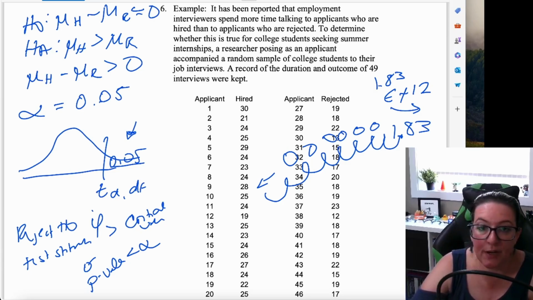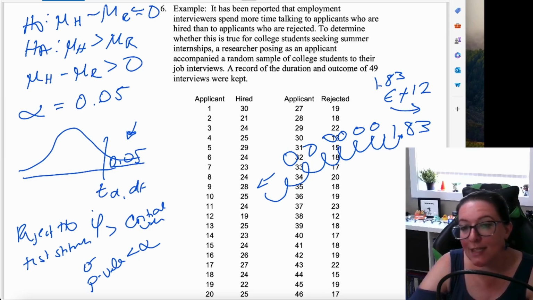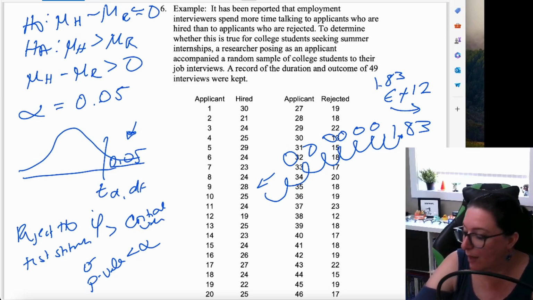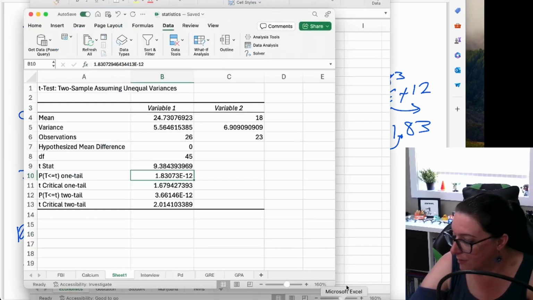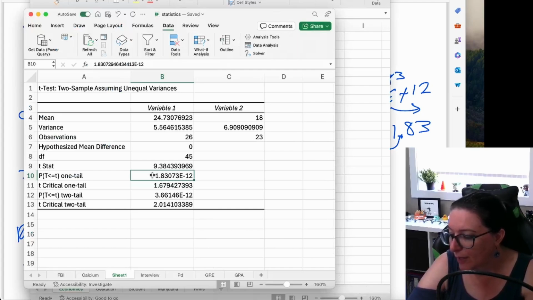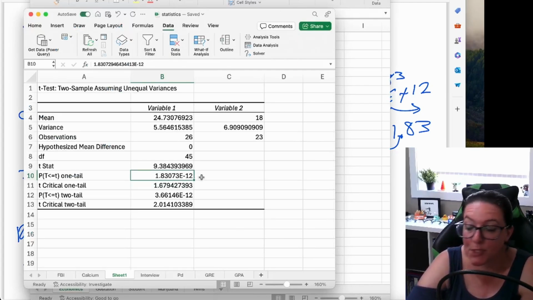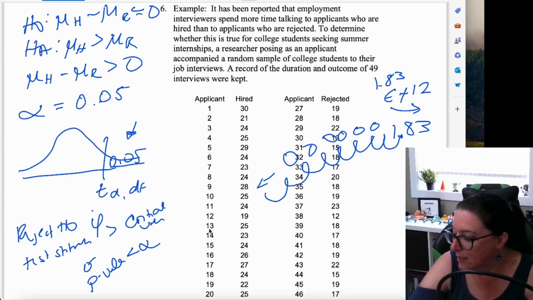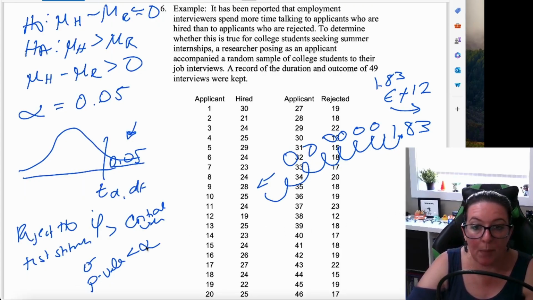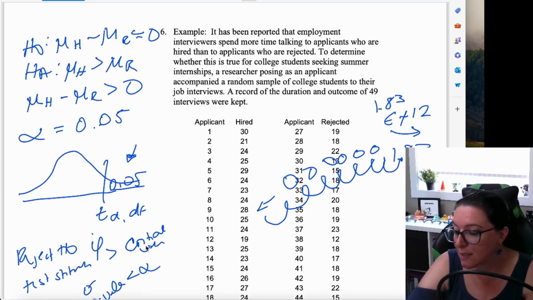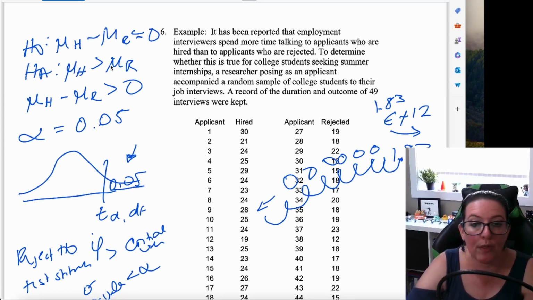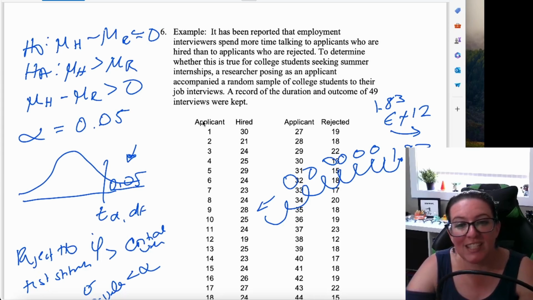So when we look at engineering notation, you're looking at p-value versus alpha. If you have e to the negative anything, that means your p-value is super tiny. All right, go back. So our p-value, 1.83 e to the negative 12, super tiny. Our p-value is less than alpha, and we reject the null hypothesis if the p-value is less than alpha. So we reject the null, and the average time of the interviews for those who are hired is more than those for the time who are rejected. Okay, we just did that in Excel.